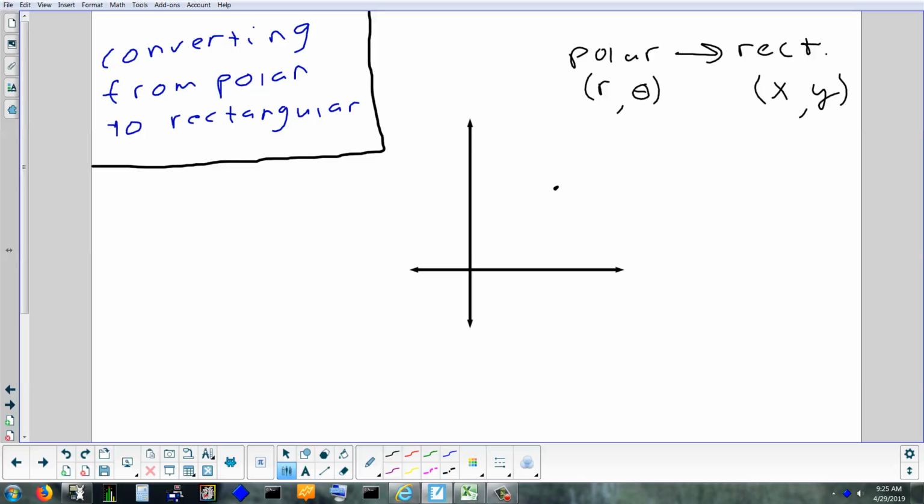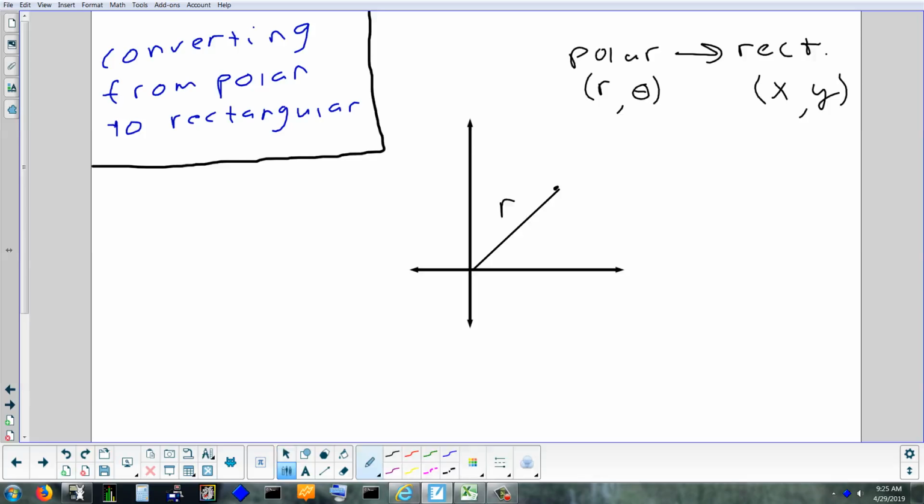How would you explain what that is in polar? What does that mean? How far from the center? How far from the center, yes. That's your radius, all right? And theta is the angle with the polar axis, right?